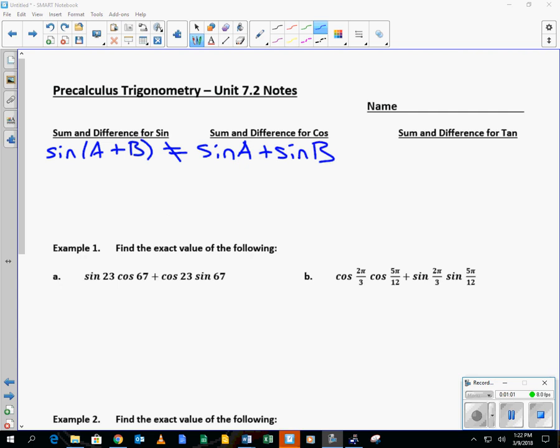A lot of people want to use the distributive property of multiplication as though we're multiplying here. It's not multiplying, right? What is the operation? The operation is sine. Sine is an operation in and of itself, just like multiplication is an operation, okay? So you can't do that. That's totally illegal, okay? So what is sine of A plus B? It is the sine of A times the cosine of B plus the sine of B times the cosine of A.